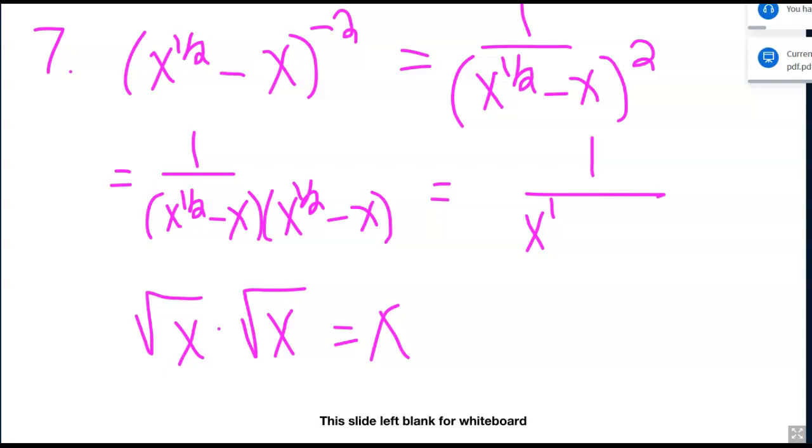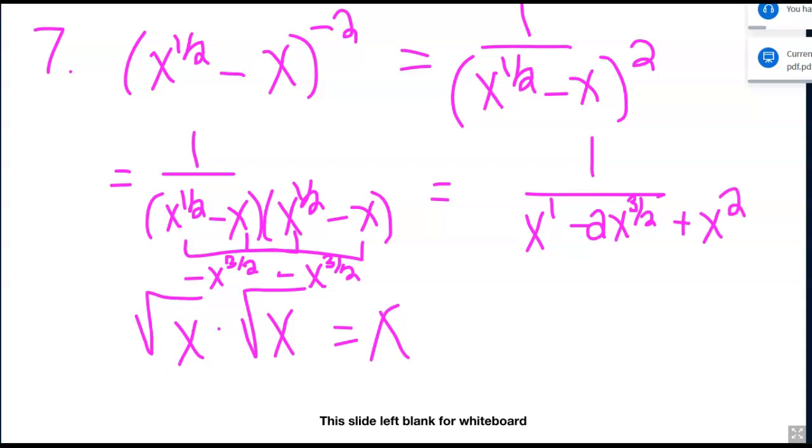And then you have x times x to the 1 half. So again, adding them together, you get negative x to the 3 halves for your outer. And you're going to get that here as well. That gives us negative 2x to the 3 halves. Negative times a negative is a positive, and x times x is x squared.